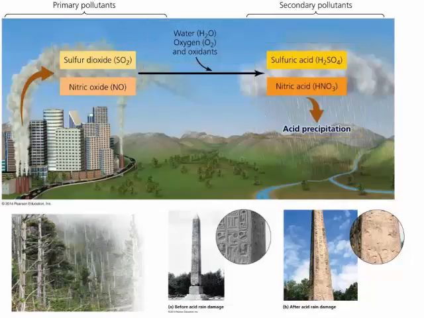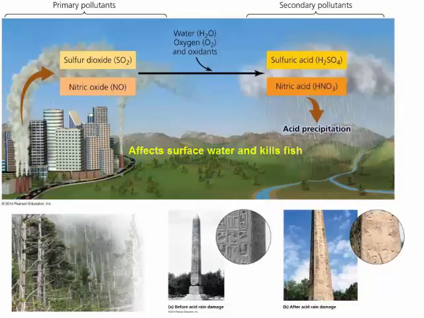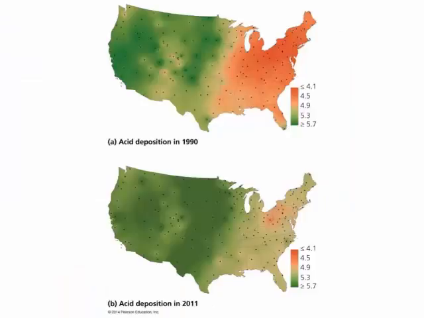Acid rain has a variety of impacts on the earth. The following are the main effects of acid rain. It causes nutrients to leach from topsoil, changes soil chemistry, converts toxic metal ions such as aluminum and zinc into soluble forms that pollute water, affects surface water and kills fish, damages crops, erodes stone buildings, corrodes cars, and erases writings on tombstones.